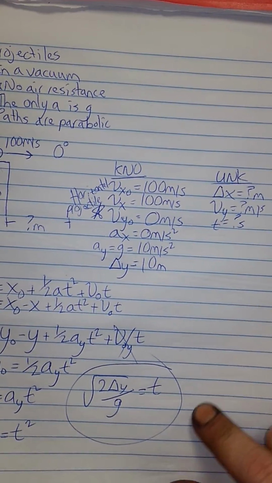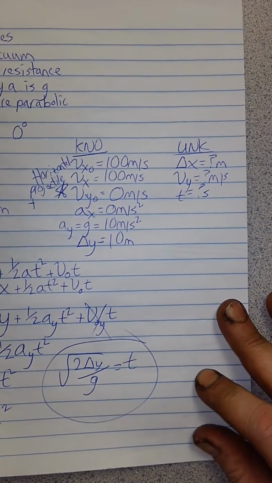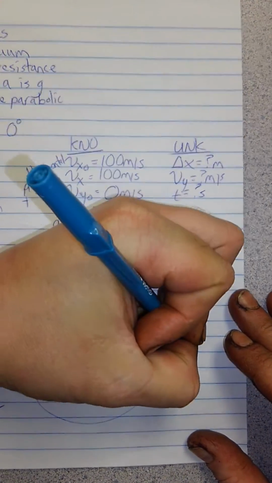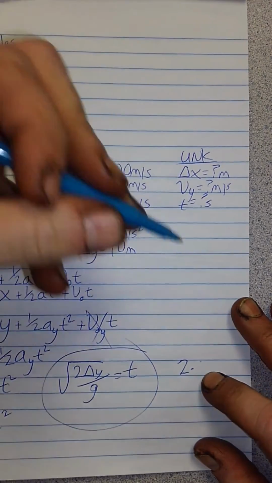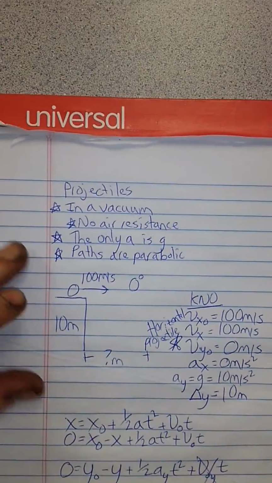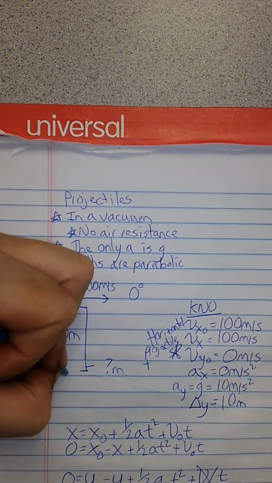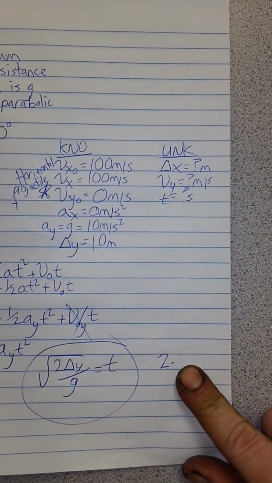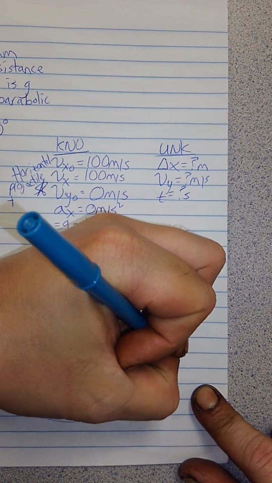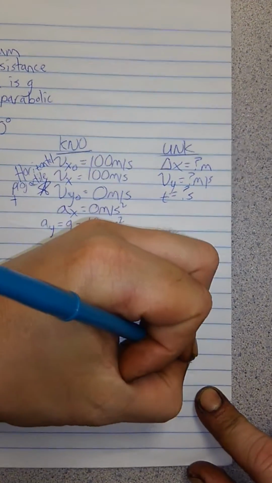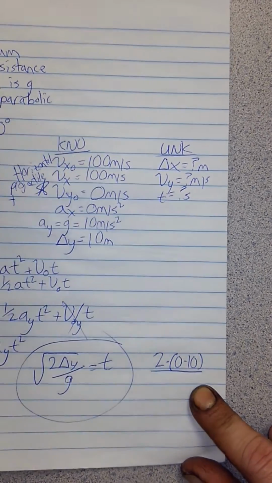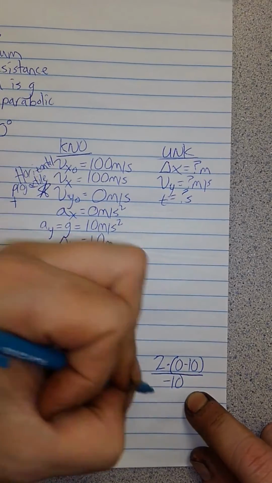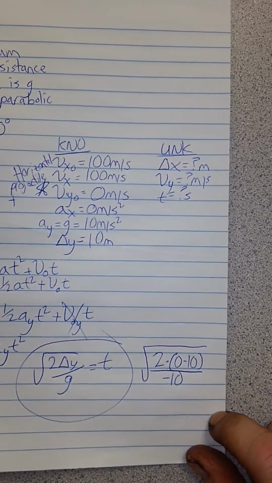So I'll just do it right here. Okay. So my delta y was final position, which is 0, by the way. I forgot to mention that earlier, but I'm going to say that the bottom is 0 meters. So I'm going to end up at 0 meters and start at 10 meters. So my delta is going to be 0 minus 10, and then that's going to be divided by negative 10 for gravity. Okay. And then, of course, that's going to be underneath the square root.